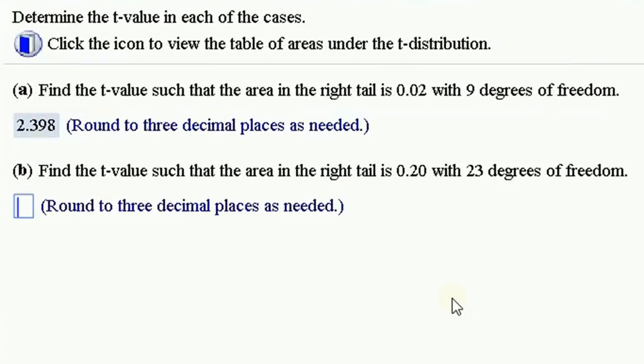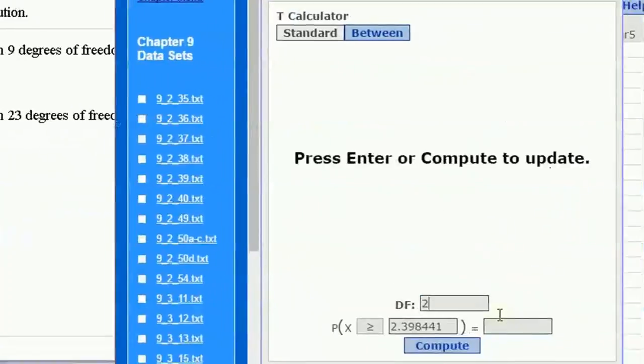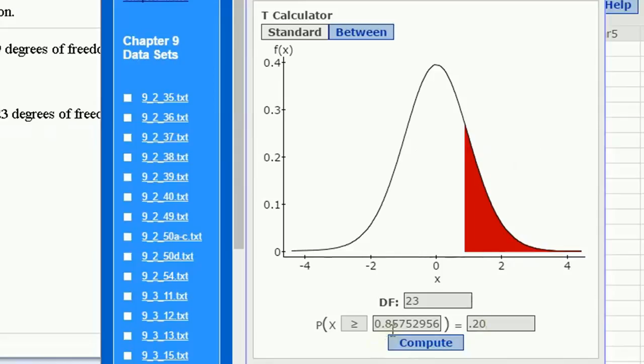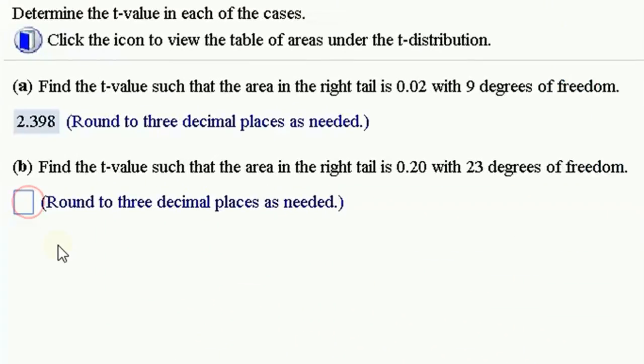We want to find a t-value such that the area on the right tail is 0.20 with 23 degrees of freedom. We want the area to the right to be 0.20. Compute. Excellent. 0.857, rounding up, 0.858.